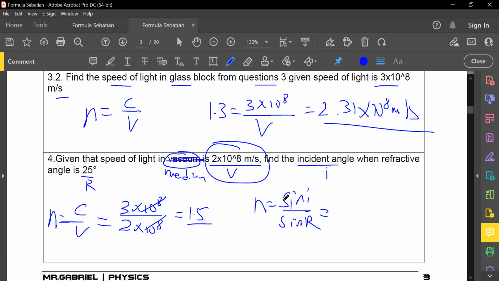But anyways, from here, you're supposed to use the n equals sine I over sine R, which in this case here will be 1.5 equals sine I over sine 25. Yet again, you press everything into the calculator, you should arrive at your I somewhere around 40 something, if I'm not mistaken. Press your calculator and tell me. 1.5 times sine 25, then shift sine the answer. How much would that be?